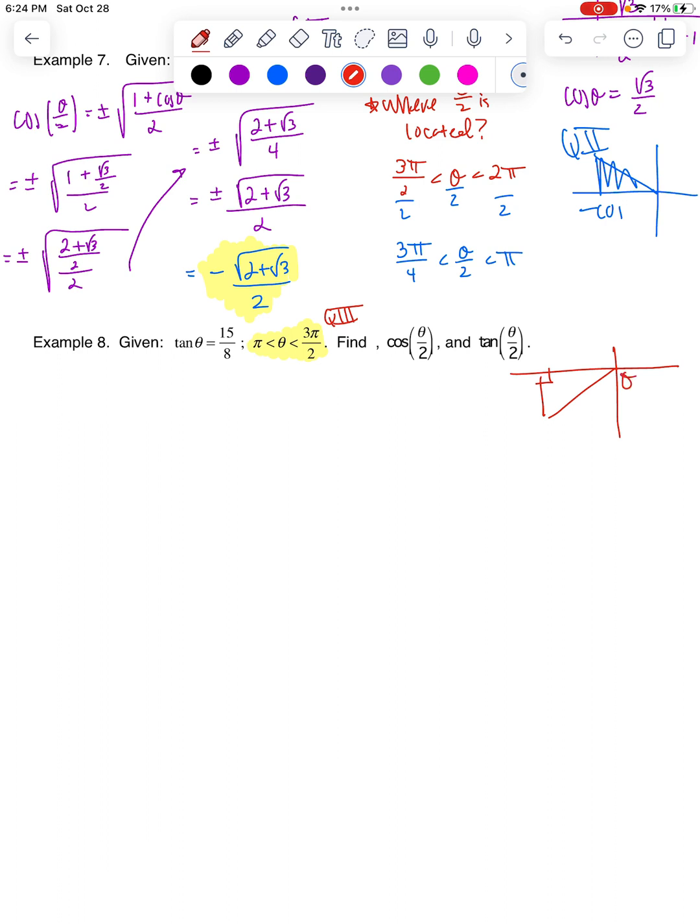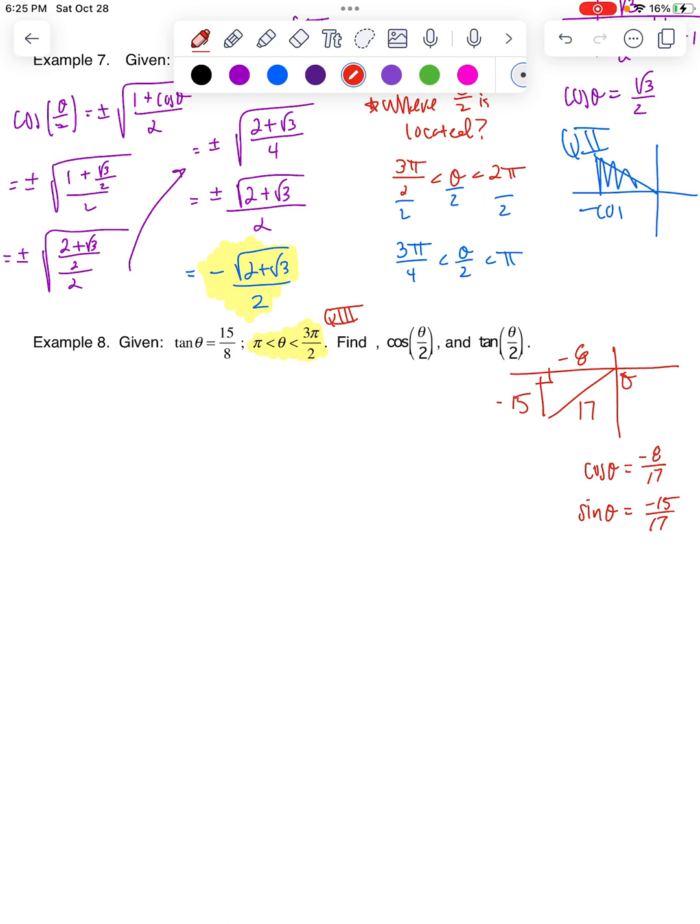Here's theta, and tangent is just opposite over adjacent. So this is going to be a negative 15, negative 8. And I hope we remember our triples. Our hypotenuse is going to be 17. So then we have cosine of theta is going to be a negative 8 over 17, and then our sine of theta is going to be a negative 15 over 17.